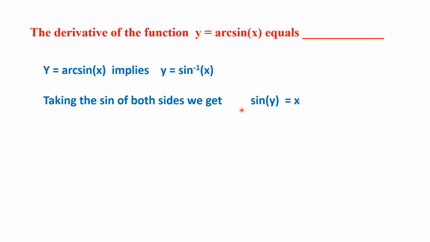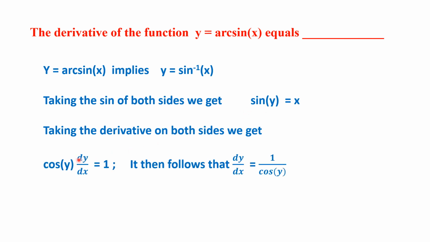Now we can take the derivative of both sides. Taking the derivative of both sides, since y is a function of x, the derivative of sine y will give us cosine y dy by dx. The derivative of the right hand side is going to give us 1 because it's with respect to x. Now we have to solve for dy by dx. If we do so, then it will follow that dy by dx is equal to 1 over cosine y.